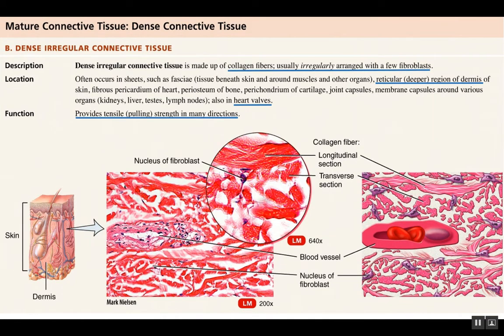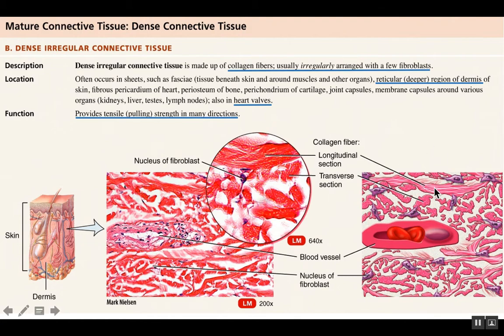Dense, irregular connective tissue has the same components. The only difference is the collagen is running in all different directions. So the collagen fibers are irregularly arranged. Some of them are running one way, others are running the opposite way. So they give that tissue a little more strength in different directions. Not just a single direction, but this tissue provides tensile or pulling strength in many directions because the collagen is running in all different directions.